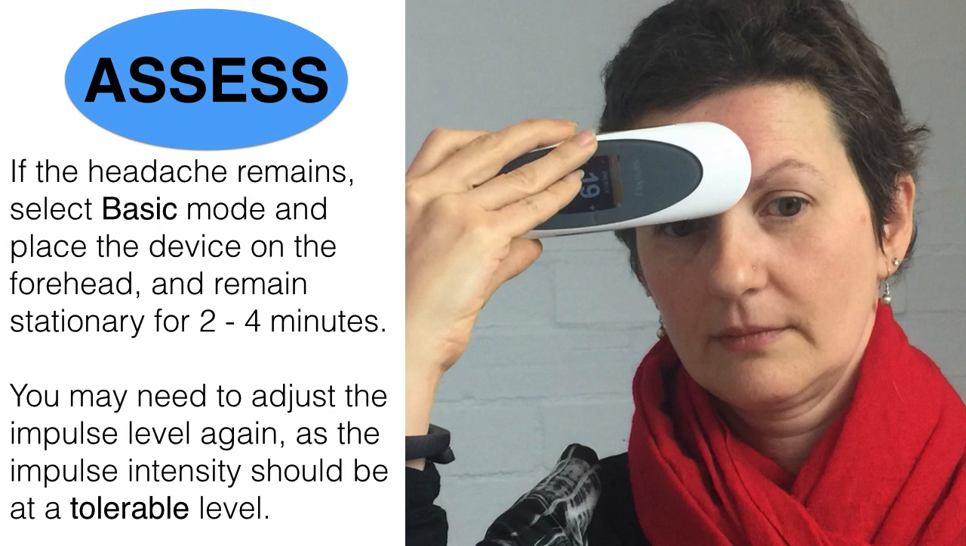If the headache remains, you're going to select the basic mode, so that's going into the menu, settings menu, back to basic mode, place the device on the forehead, just as you see in this picture, and remain stationary for 2 to 4 minutes. Once again, you may need to adjust the impulse level again because the forehead is a fairly sensitive area. Once you do 2 to 4 minutes on that, most of the time you will find your tension headache will be completely relieved. Now, if not, go back to the scan, treat, assess again. If it doesn't, change your settings and do the whole treatment again.